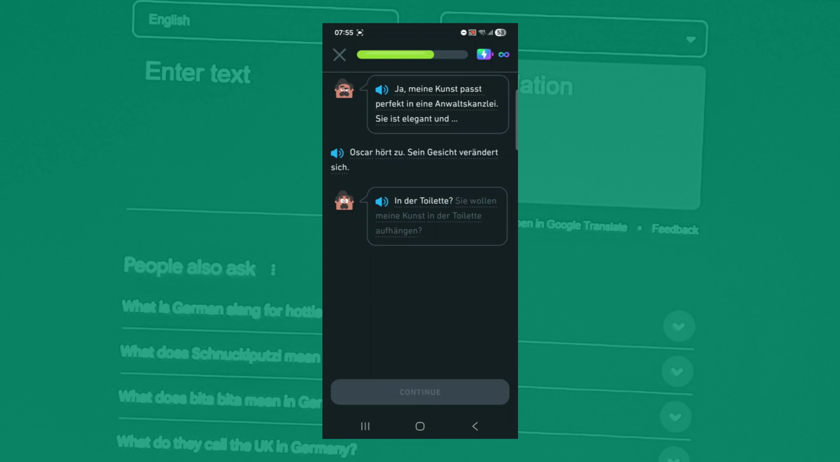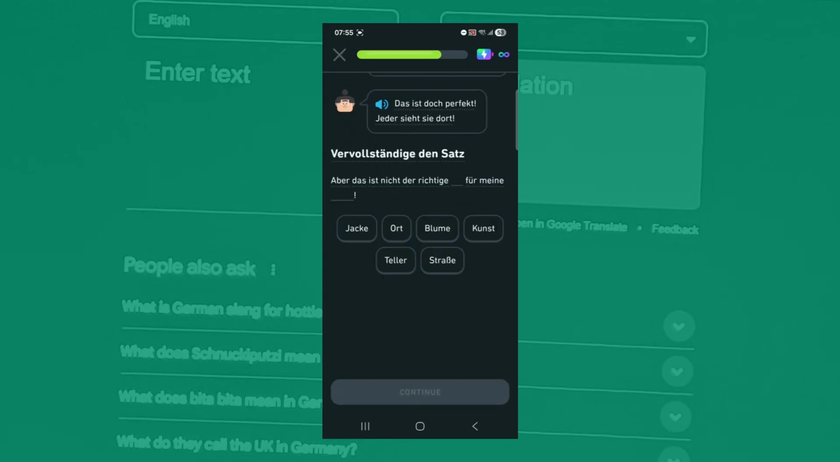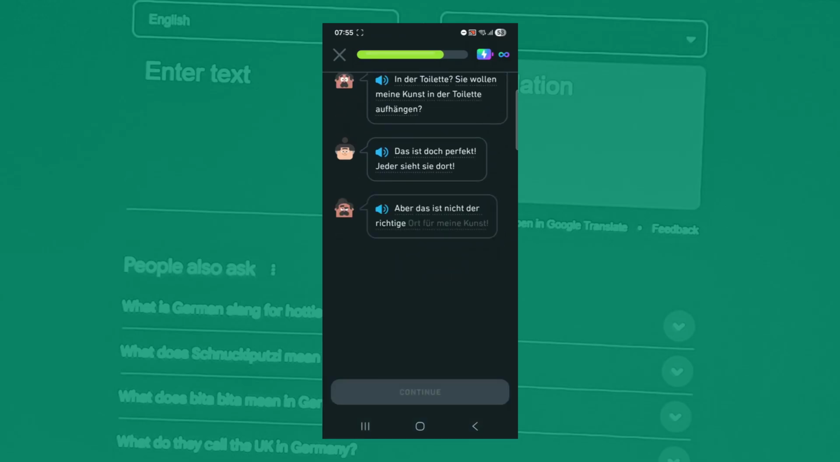In der Toilette? Sie wollen meine Kunst in der Toilette aufhängen? In the toilet. You want to hang my art in the toilet? Das ist doch perfekt. Jeder sieht sie dort. That's perfect. Everyone will see it there. But that is not the right place for my art. Aber das ist nicht der richtige Ort für meine Kunst.